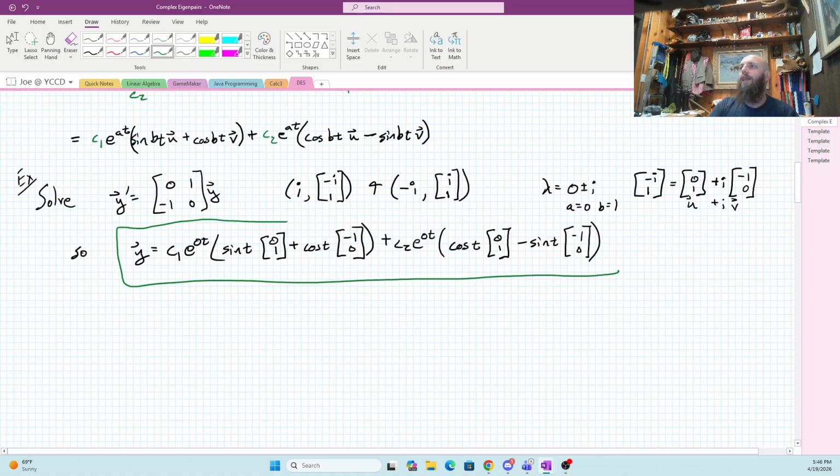We could simplify that just a touch. These things are 1. They don't need to be there. We could do some vector multiplication to kind of collapse things a little bit if we wanted to. That would be an option. But I'm happy with you turning in this as an answer.